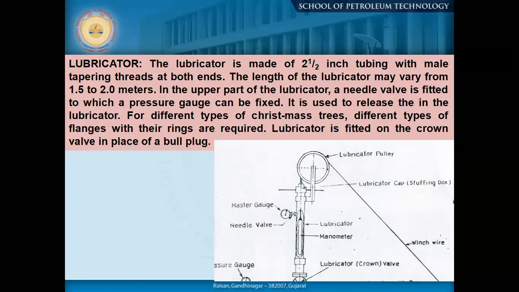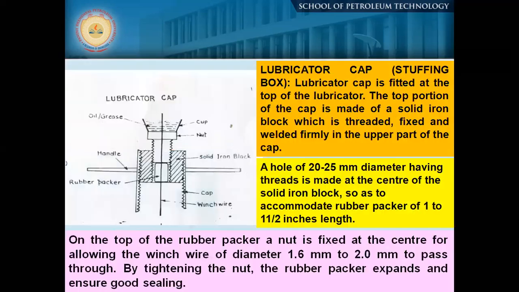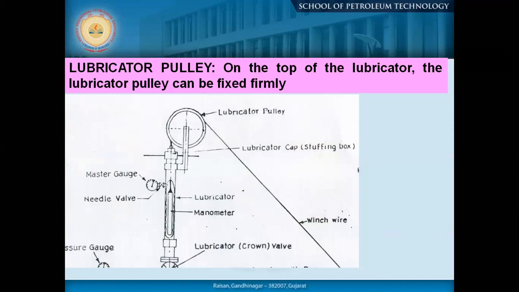Inside that, we need to put our manometer. You have a lubricator, which is actually the outside pipe, which we need to fit on the top of the master valve. Then how we have to arrange it, I'll come to the next slide. So this is actually above the crown valve, in the place of the bull plug you are just putting your lubricator. So first you fit the lubricator, then you are attaching a pulley here.